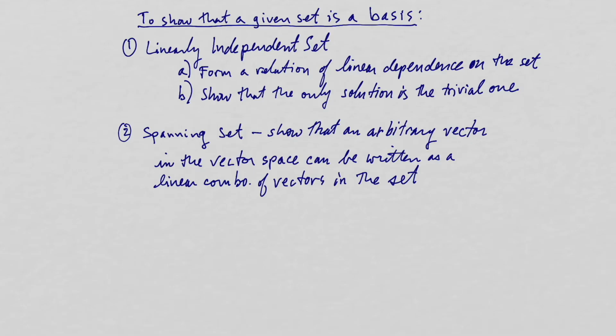Just to review really quick, this is what we're going to do. We're going to show that it's a linearly independent set by forming a relation of linear dependence and showing that the only one that exists is the trivial one. In other words, all of those coefficients have to be 0. And then we'll show that an arbitrary vector in P3 can be written as a linear combination of the vectors in that basis.